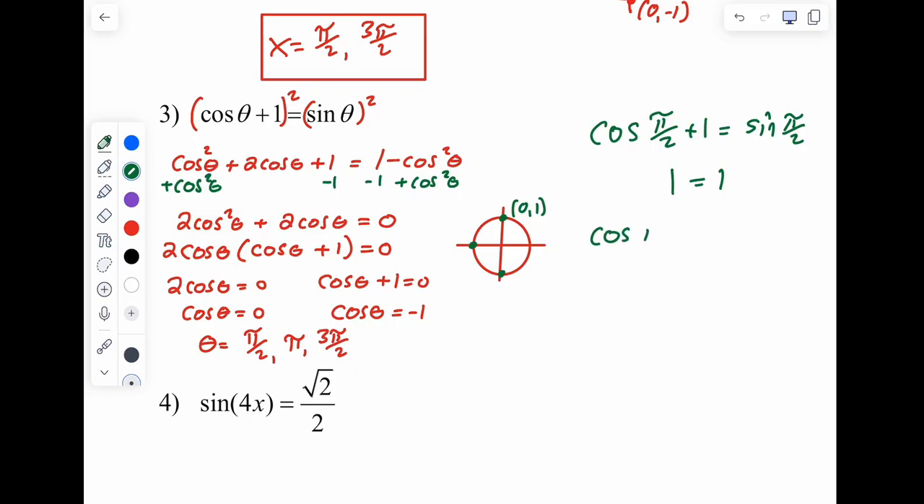I have cosine pi plus 1 equals sine of pi. Cosine of pi is this point right here. This point is negative 1, 0. So that gives me negative 1. And sine of pi is 0. So I get 0 equals 0. I checked these two. I should feel pretty good about this. But let's do this other one.